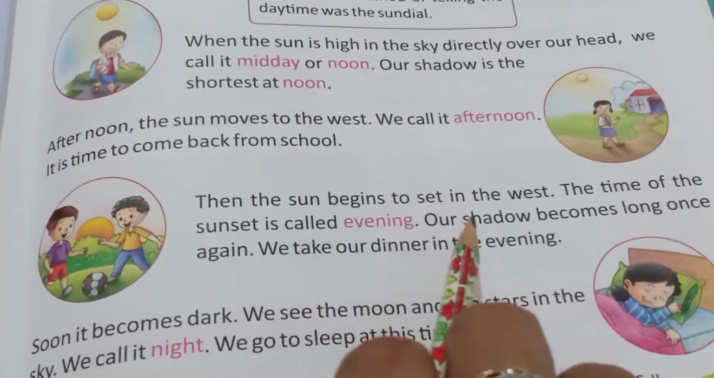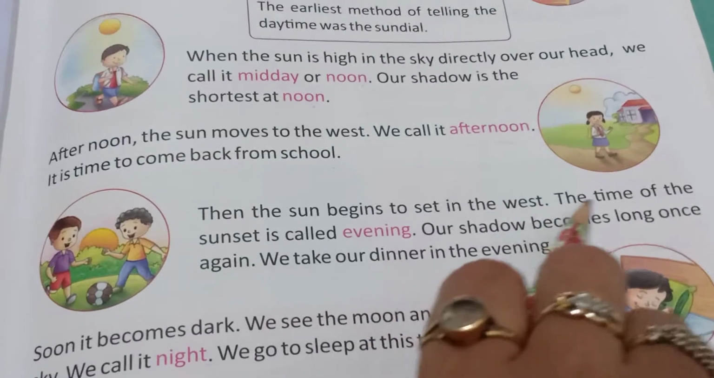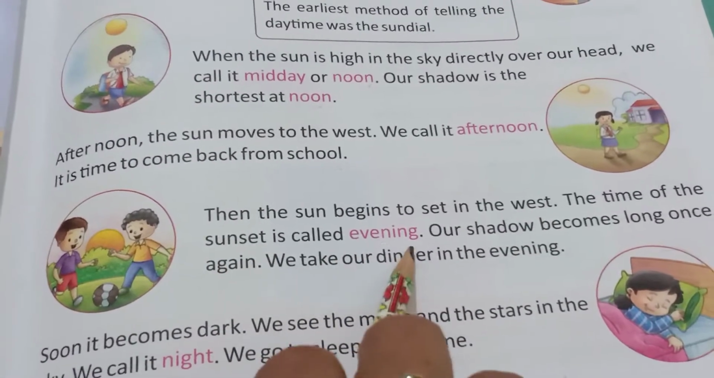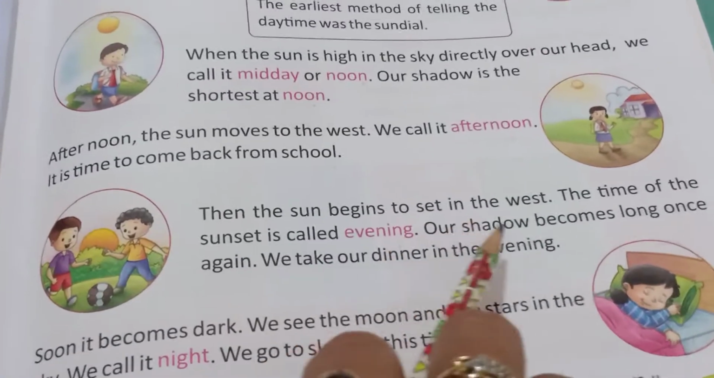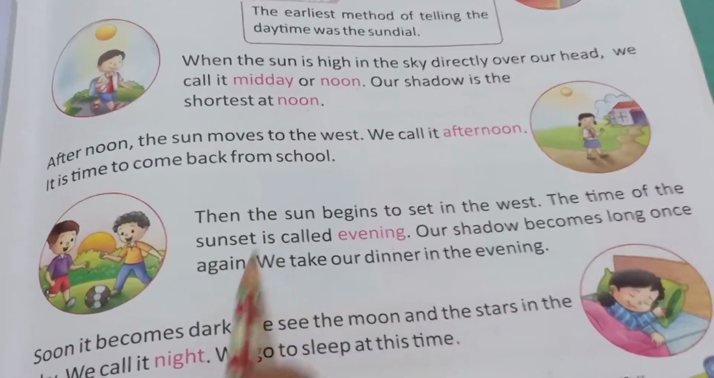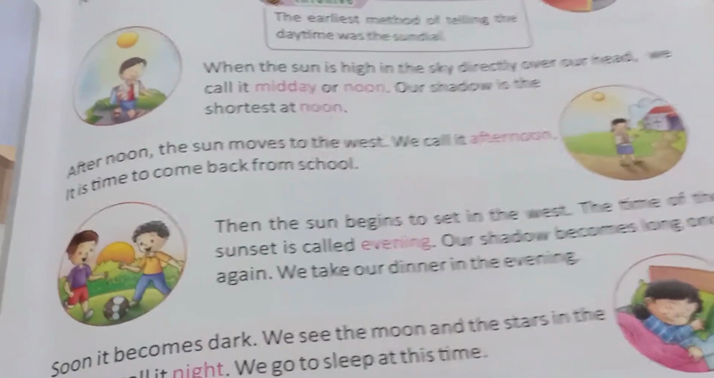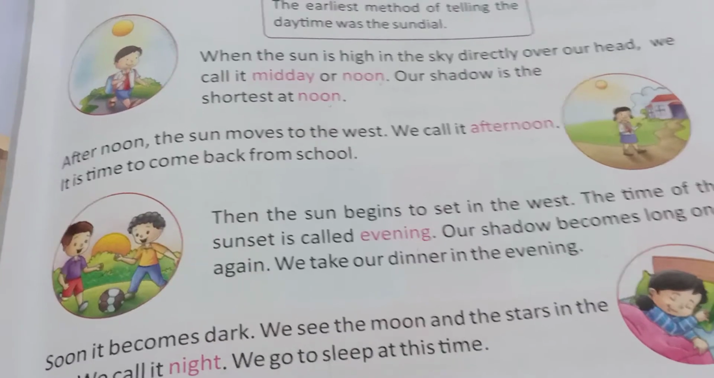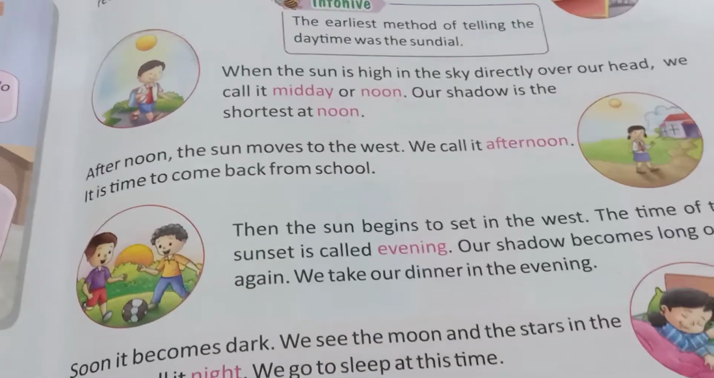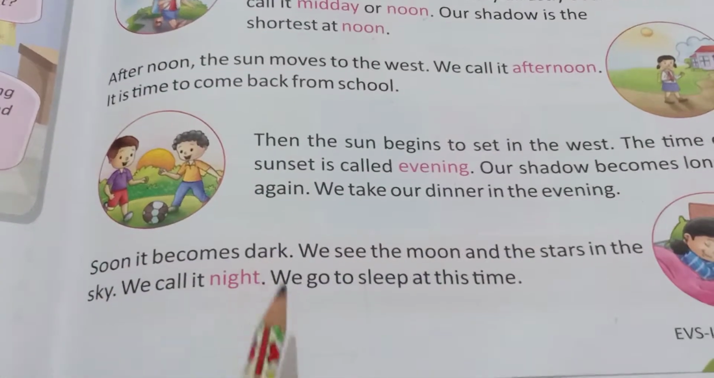Then the sun begins to set in the west. जब सन वेस्ट में सेट होने लगता है, the time of the sunset is called evening. That sunset time is called the evening time. Our shadow becomes long once again. We take our dinner in the evening. अब हमारी शैडो एक बार मॉर्निंग में लंबी दिखती है, और एक बार इवनिंग में. So in the evening time what do we do? डिनर करते हैं.